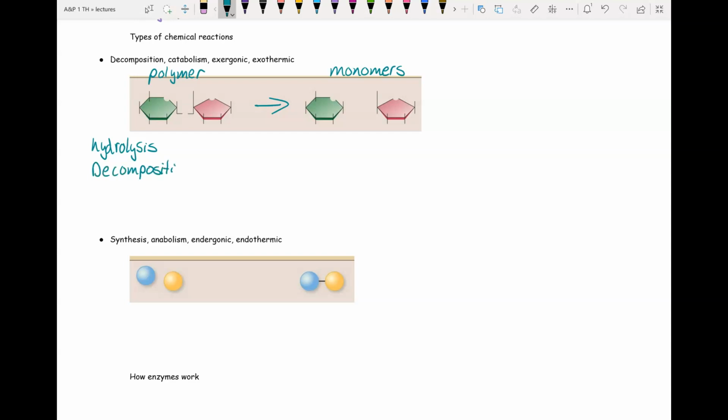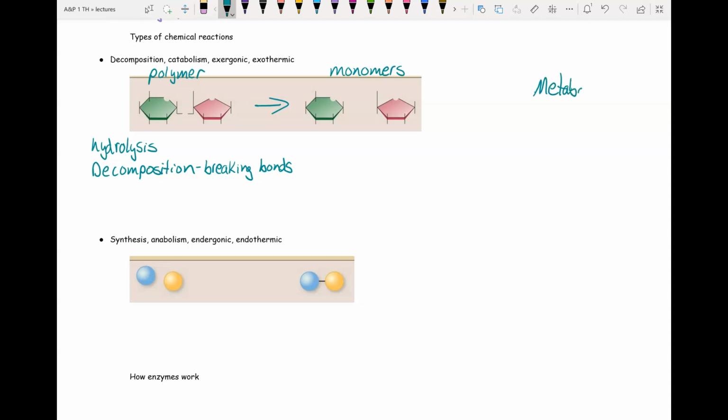So if you think of decomposition, it just means something breaks down. Decomposition is any time that you are breaking the bonds. So hydrolysis is a type of decomposition. It's decomposition in which you use water. Then we have the word catabolism.